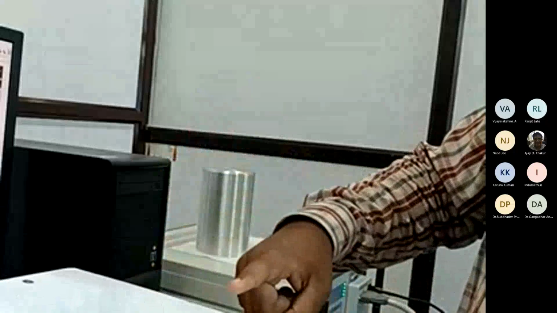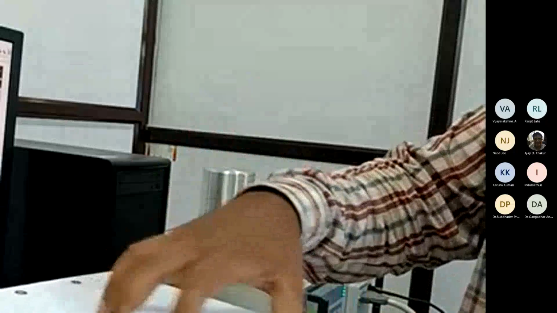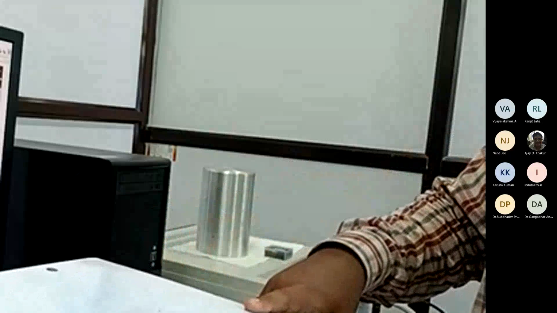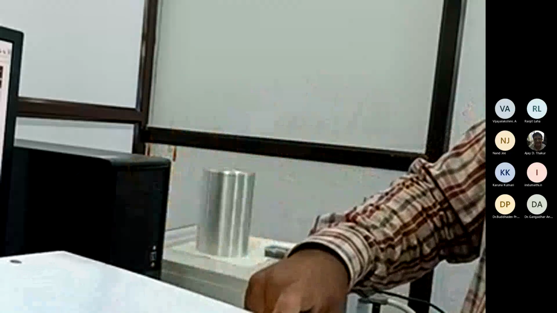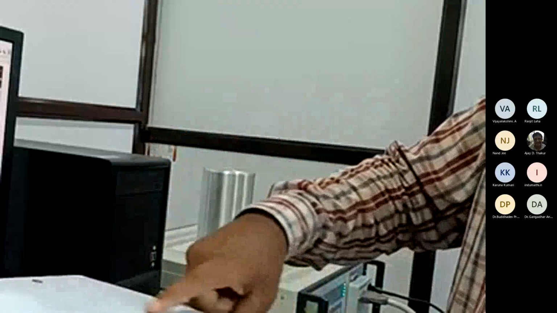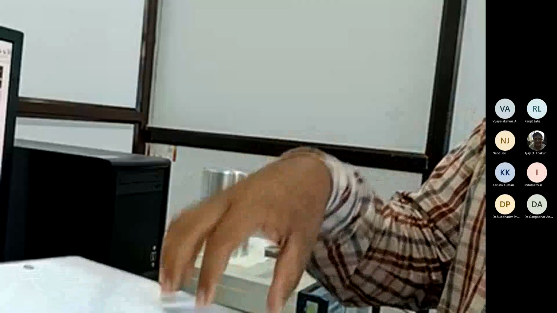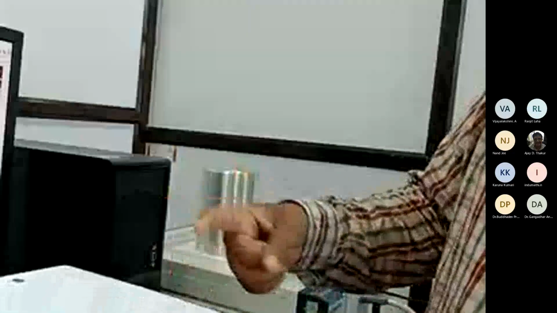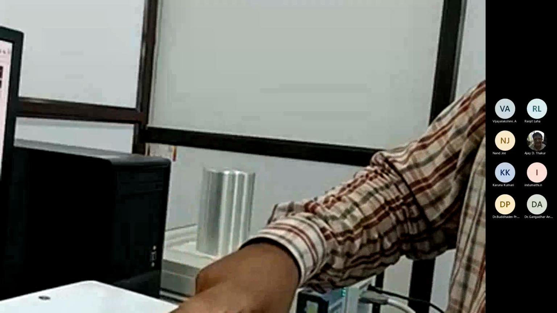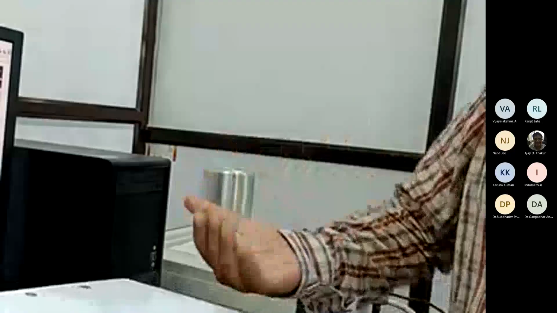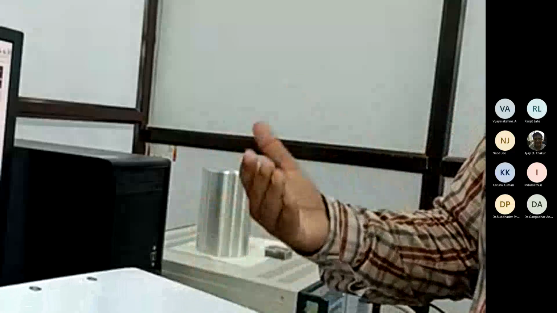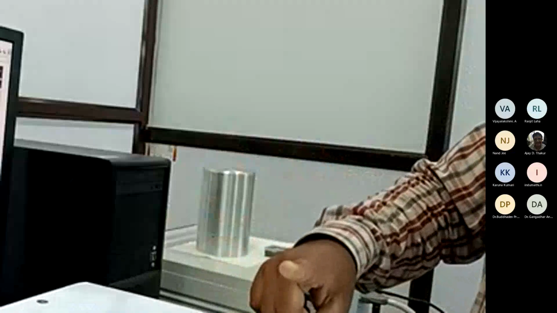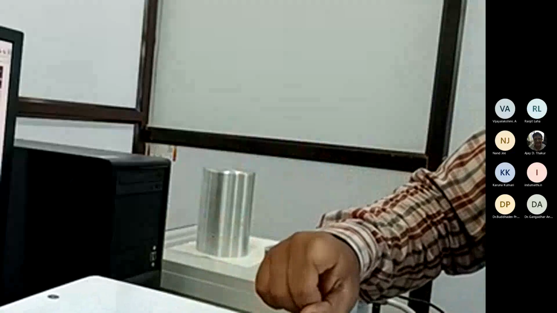So suppose we have a very sharp tip and we are scanning soft material like polymers, DNA, proteins, or some biological cells. If we scan it using a sharp probe, then it may damage the soft material. Suppose we are scanning a very hard material, then in that case the probe may be damaged. So in order to scan such kinds of material, another mode was introduced, called dynamic mode. In dynamic mode, the cantilever actually oscillates.